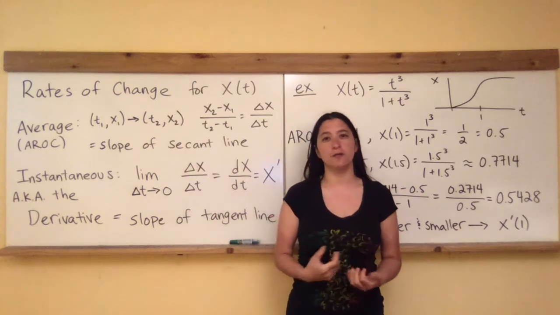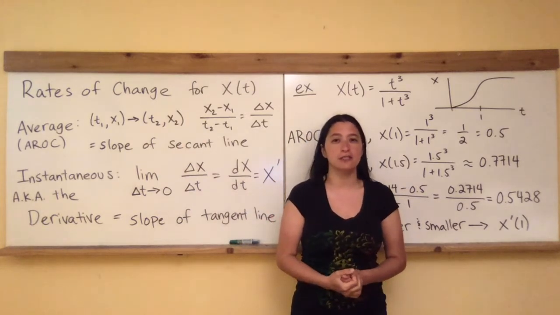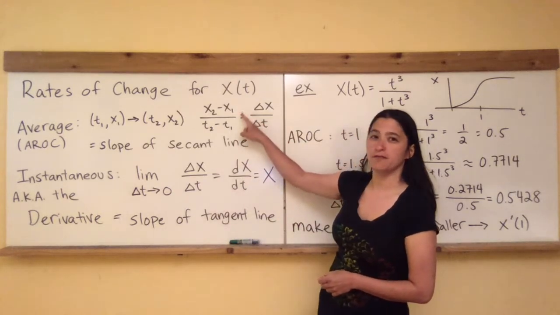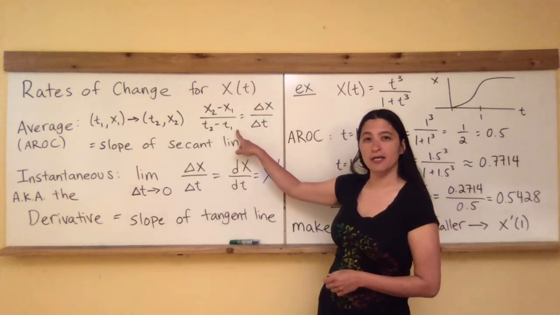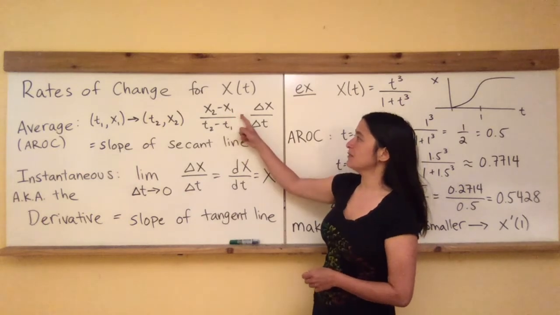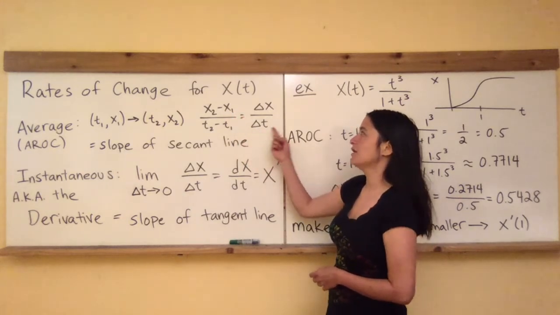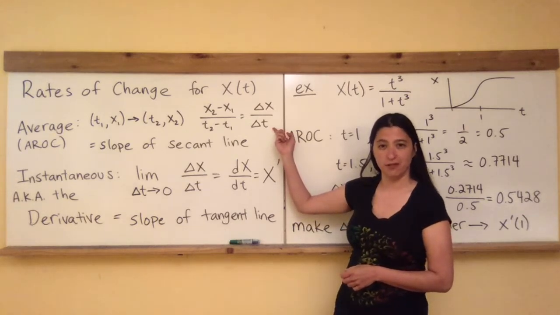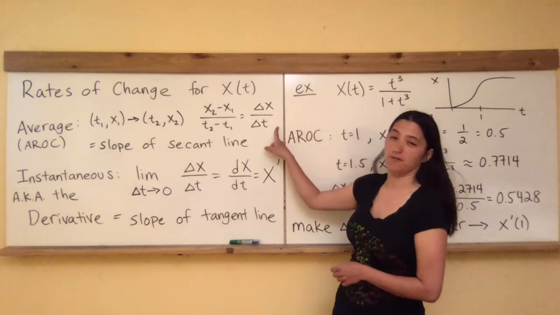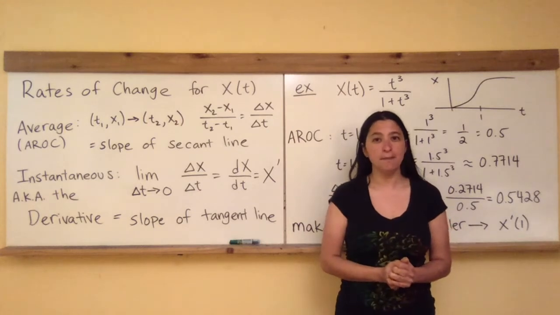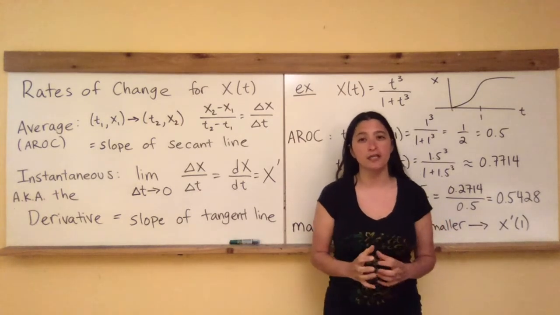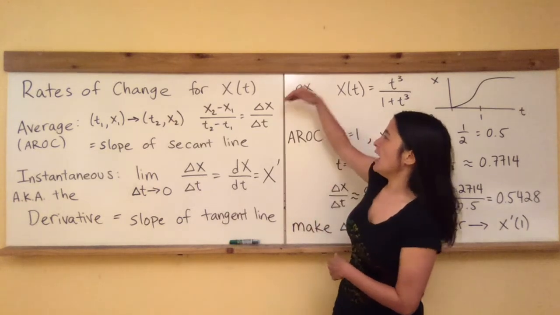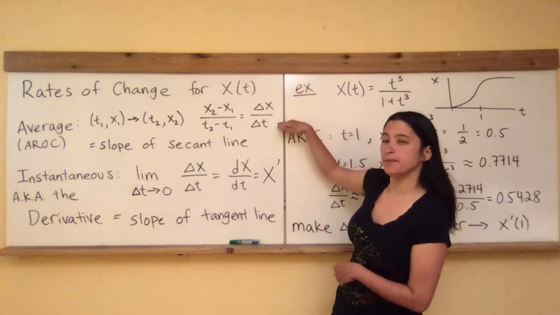Okay, and so in order to calculate that, we simply do the normal slope equation, which is the difference in the output divided by the difference in the input. So you can see that here is x2 minus x1 over t2 minus t1, or in shortened abbreviation, where delta means the difference, delta x over delta t. Keep in mind that the units on this quantity as a rate of change are going to be the output units divided by the input units.